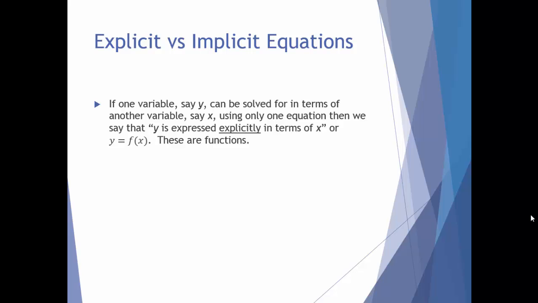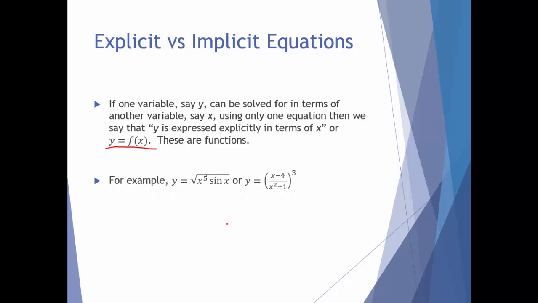If you can solve for one variable, and to start, let's just call that variable y, in terms of another variable, say x, using only one equation, then what we say is that y is expressed explicitly in terms of x, also known as y equals f of x. This tells you that y is explicitly defined as a function of x. These are in fact functions.